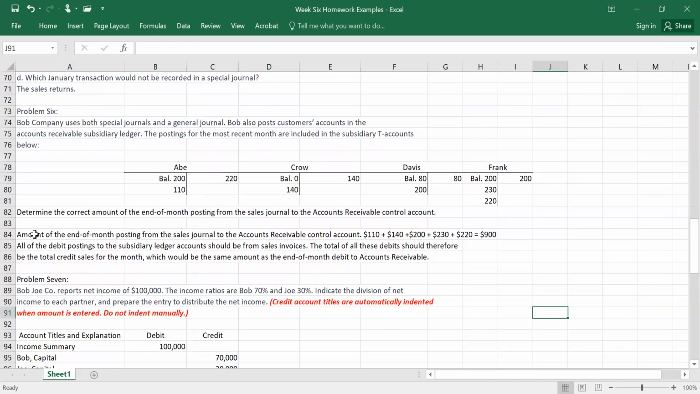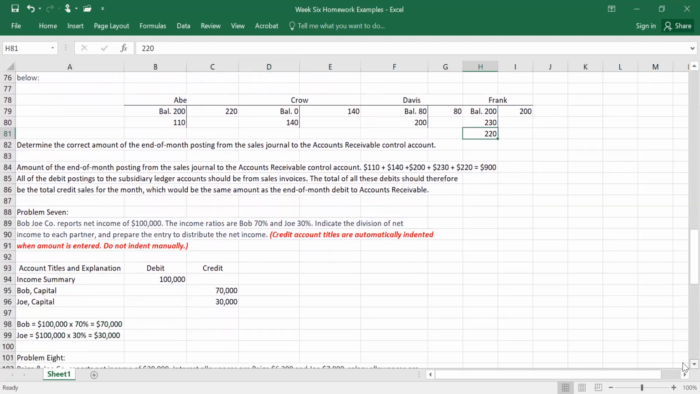So the amount at the end of month posting from the sales journal to the accounts receivable control account is going to be that 110 for Abe, 140 for Crow, 200 for Davis, 230 and 220 for Frank. And if we add those numbers together, it's 900. So all of the debit postings to the subsidiary ledger account should be from sales invoices. The total of all these debits should therefore be the total credit sales for the month, which would be the same amount as the end of month debit to the accounts receivable.